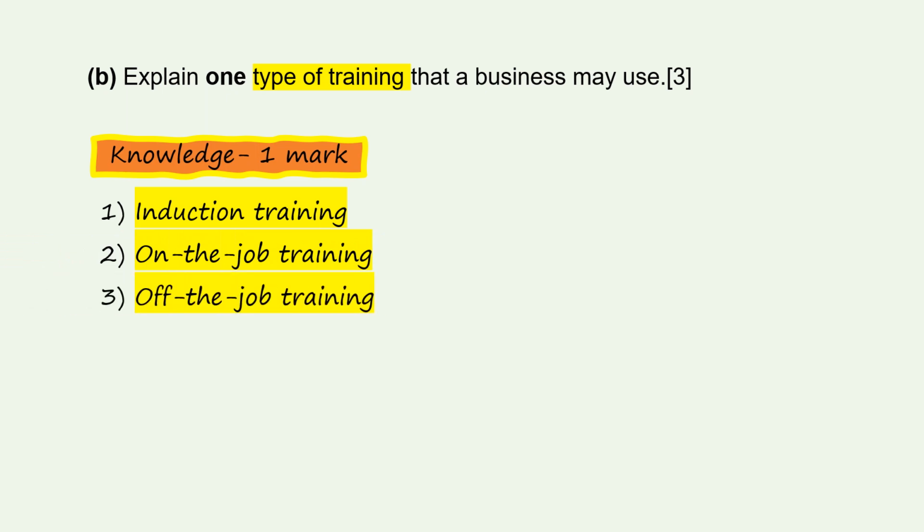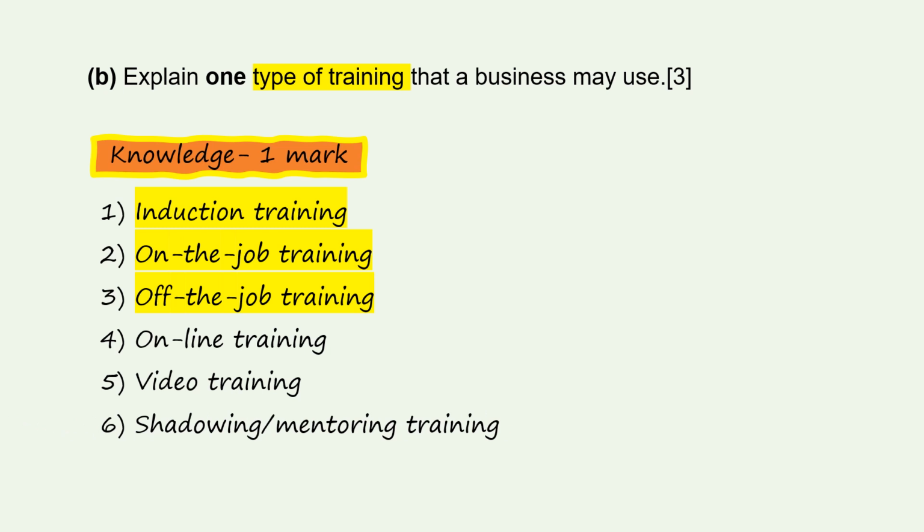According to the mark scheme, the examiners have also given online training, video training, shadowing or mentoring training. I've highlighted the 3 main points: the induction training, on-the-job training, off-the-job training that we have done in our syllabus, but you can also write 4, 5, and 6. All right, but remember that you will have to choose only one and explain only one.